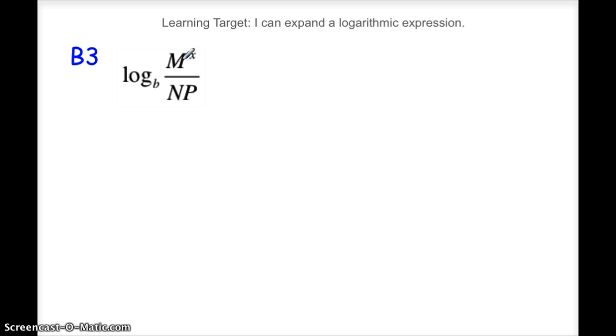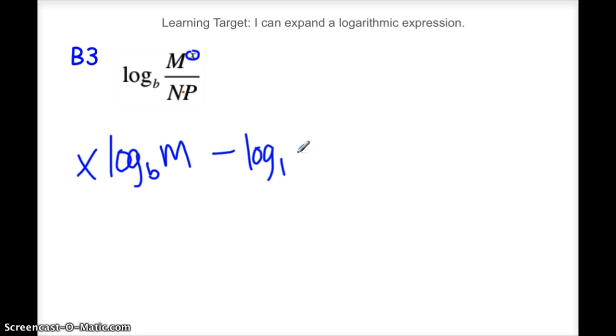Now this example, I've got a power in the numerator, and then I've got two things being multiplied in the denominator. So take a look what happens with this one. I'm going to just go ahead and bring the power out front with that first log. So x log BM. Now we know to subtract log BN.